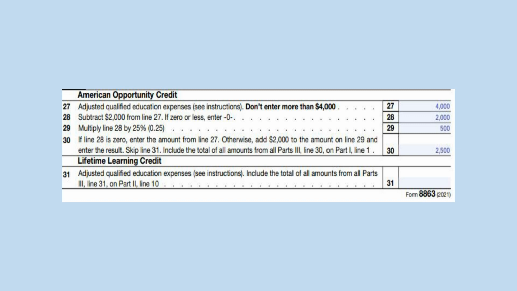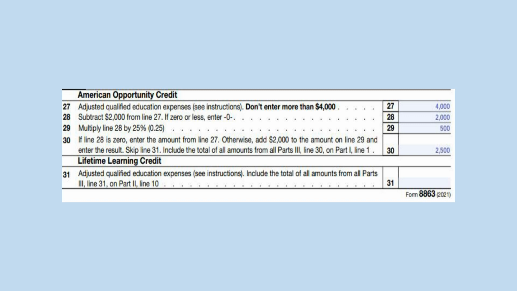On line 27, put your qualified education expenses less any tax-free educational assistance that you received. The maximum amount that you can put on this line is $4,000. In this example, our adjusted qualified education expenses were more than $4,000, so we will put $4,000 on line 27. On line 28, subtract $2,000 from line 27, which will be $2,000. Multiply that by 25% for $500 on line 29.